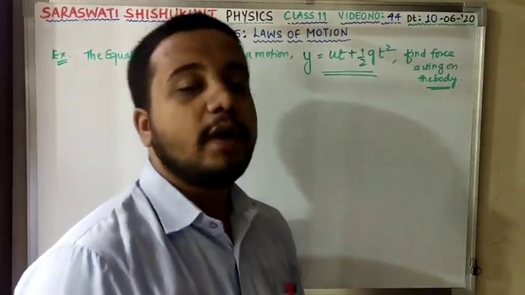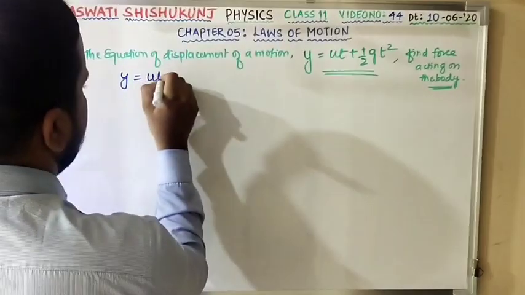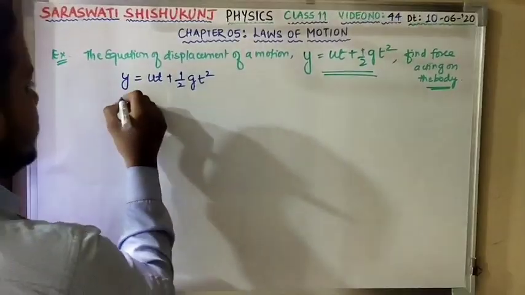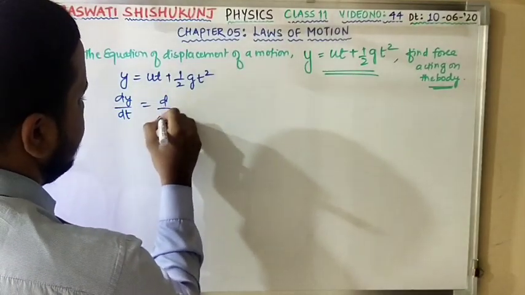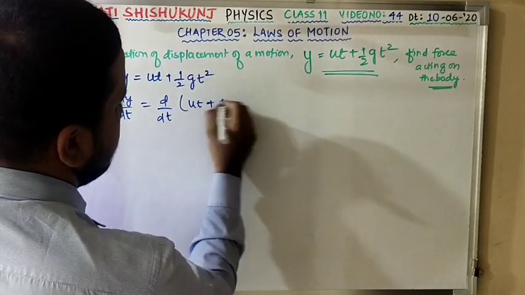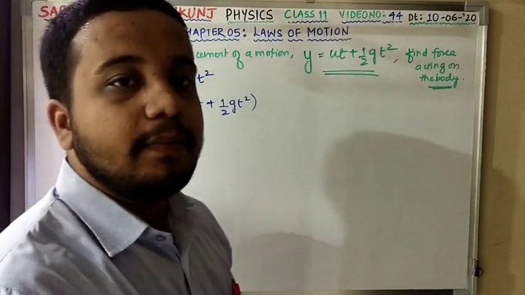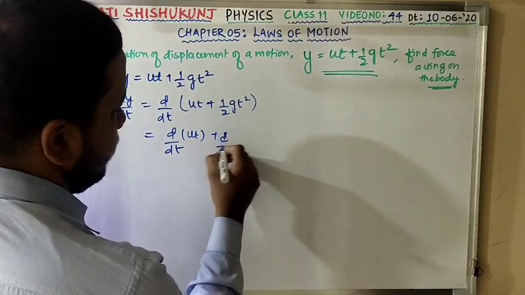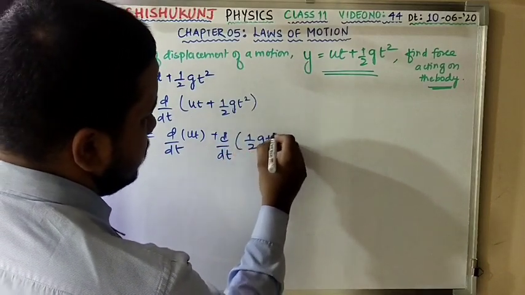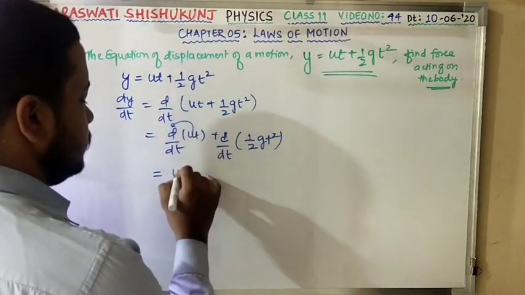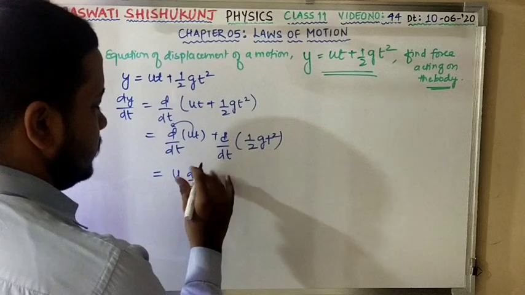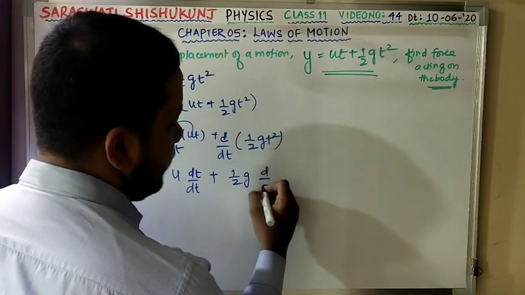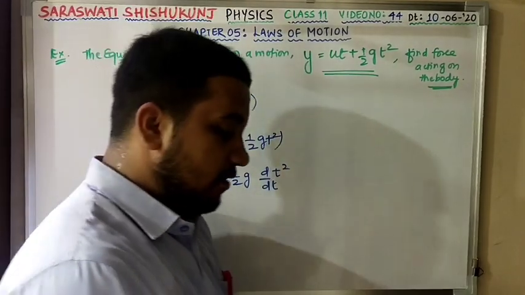The question, we do have displacement y with us. We are having the equation y is equal to ut plus half gt square. Is this clear? Now first step, we are going to differentiate this, that is dy by dt, that is d by dt of ut plus half gt square. Next step, I am going to separate: d by dt of ut plus d by dt of 1/2 gt square. U is constant, so this is dt by dt. Plus 1/2 g is constant, so d by dt of t square.